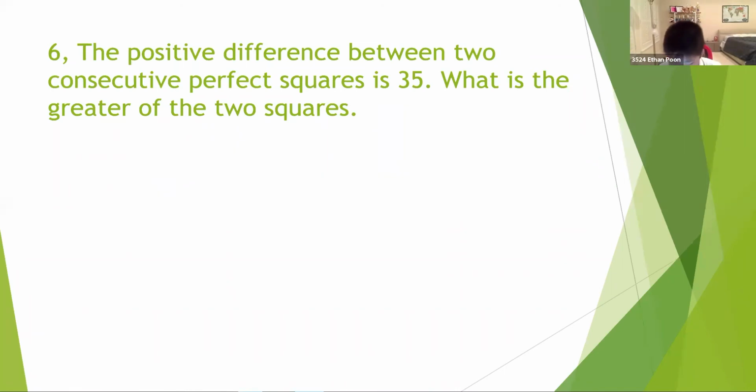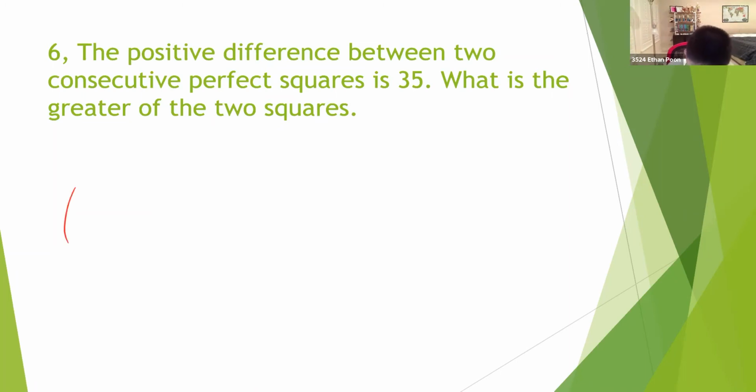So I think that's enough time. The positive difference between two consecutive perfect squares is 35. What is the greater of the two squares? For my solution, I'm going to be using difference of squares. If you don't know what that is, you can tell me in the chat. I can quickly explain it for you. It's just a formula that gives us the difference of squares.